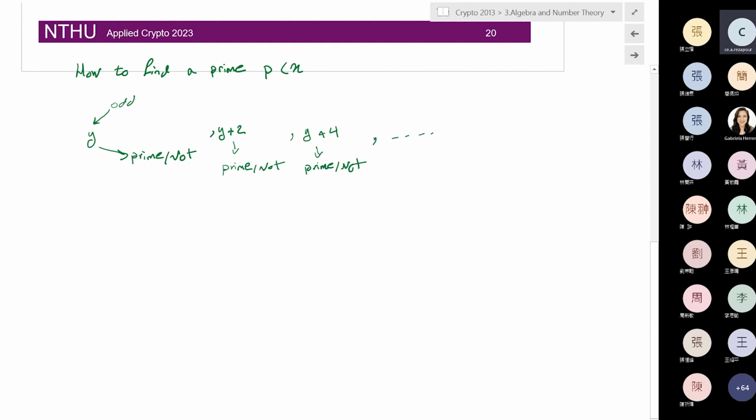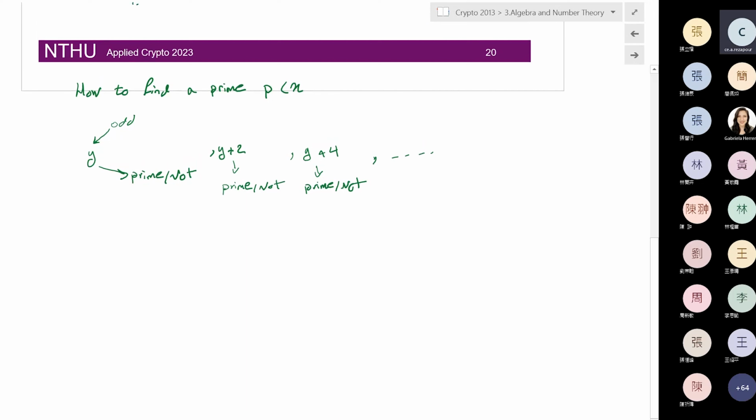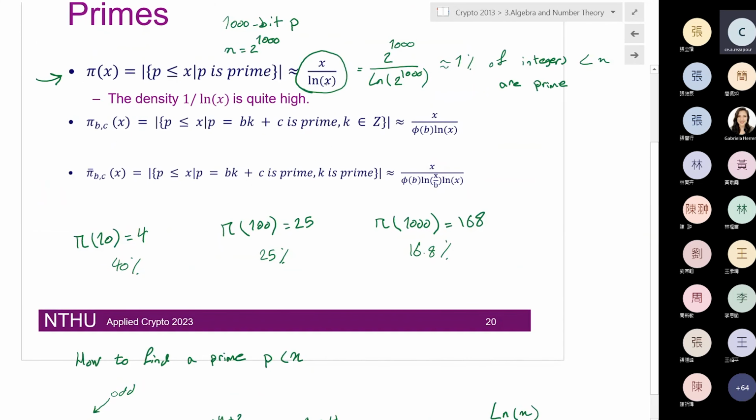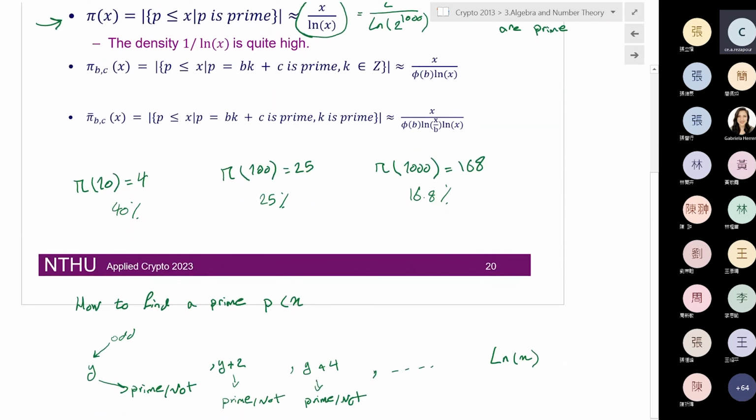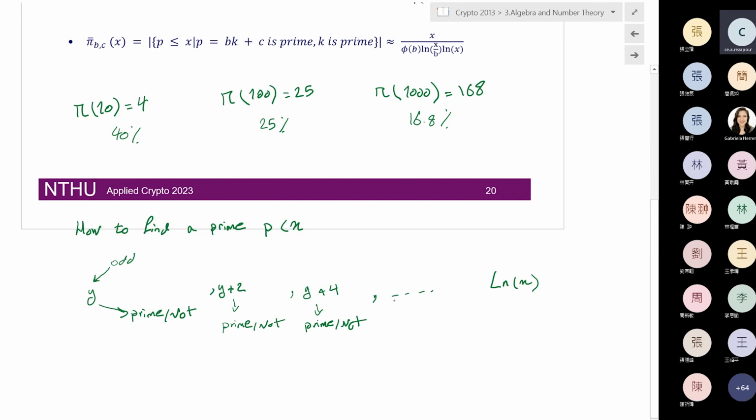But the very good question that you can ask here is how long are we expected to continue? On average, based on this equation, 1 over ln of x, if you continue until ln of x many tries, on average, you will be able to find a prime.